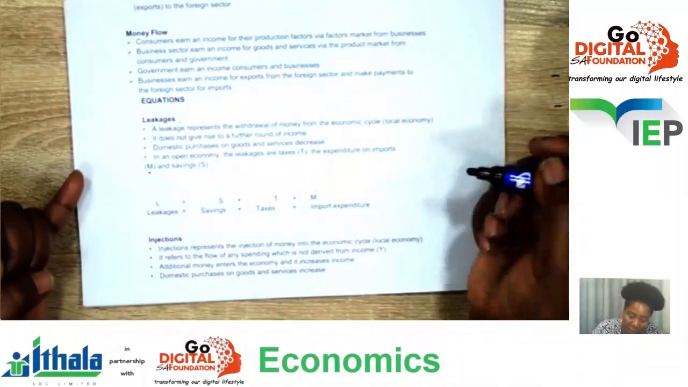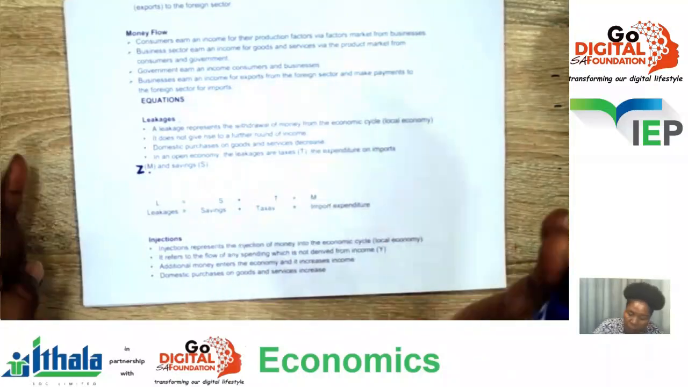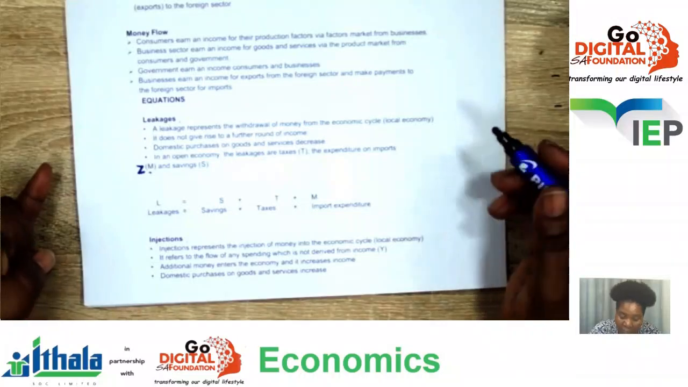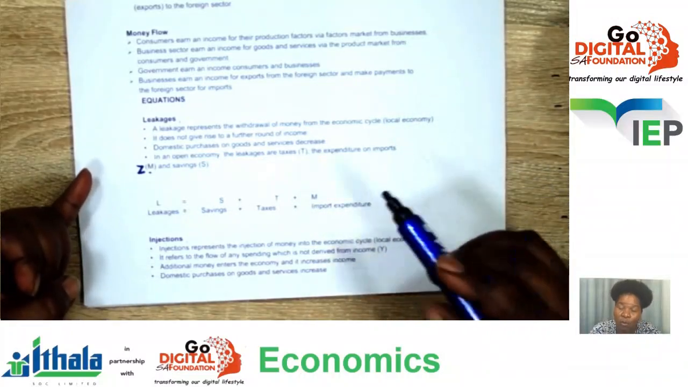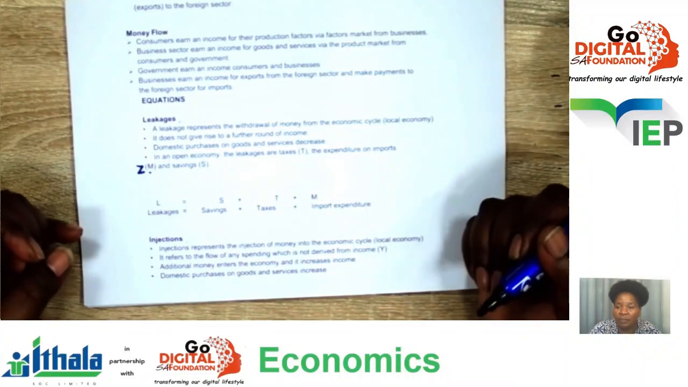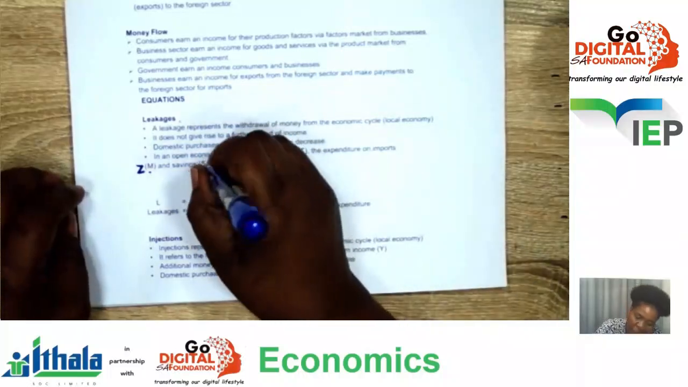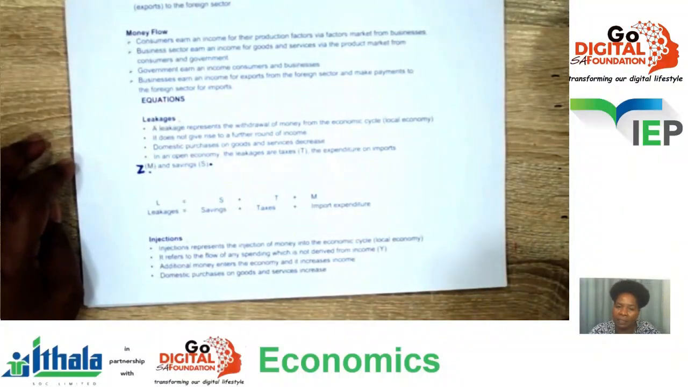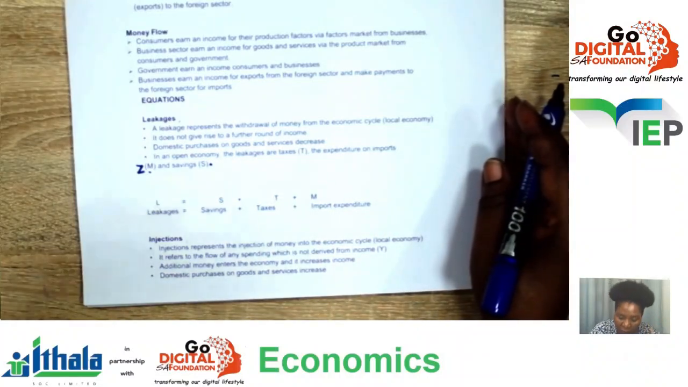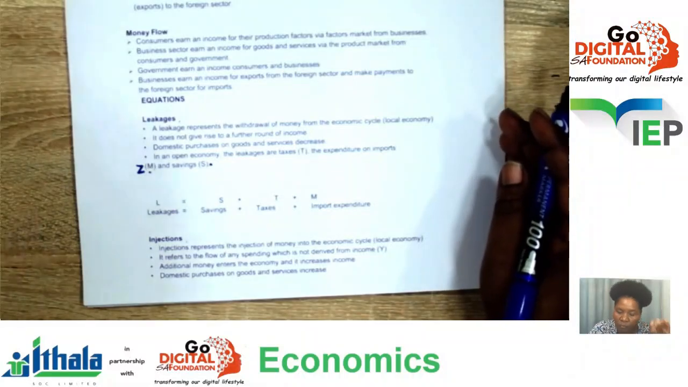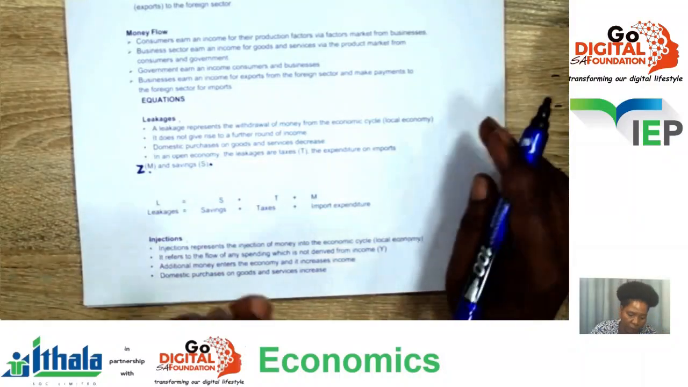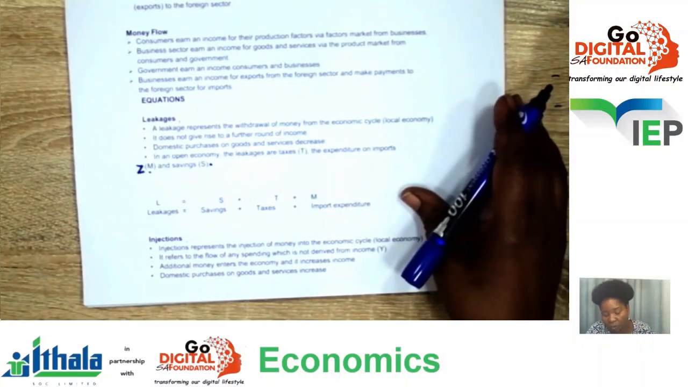I know some books here, they put a Z. Don't mind that. It's how it is. Some books, they use Z for imports. Some, they use M. I prefer M because you can also remember that now we're talking about imports. Then savings. When people are saving their money, it means they are withdrawing their money. It's not in circulation anymore. So please remember these three. It's taxes, imports, and savings. They fall under leakages. We move on to injection, which I like the most.